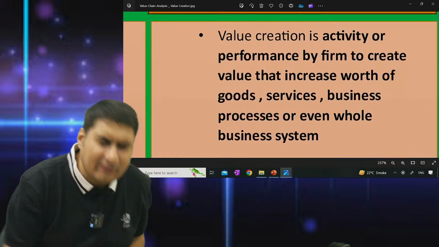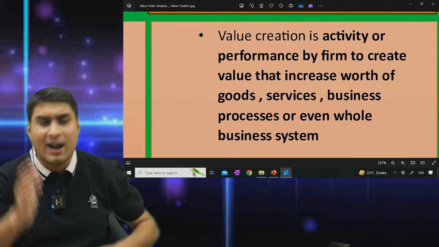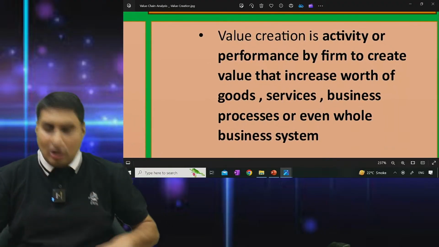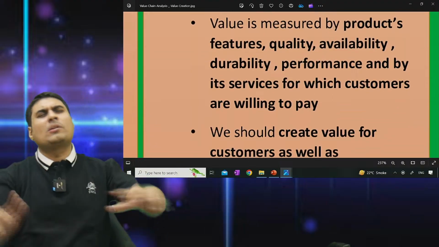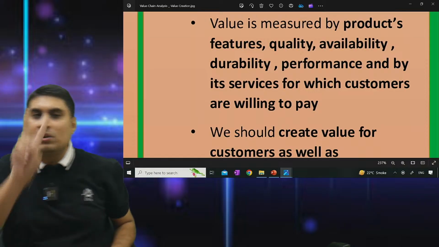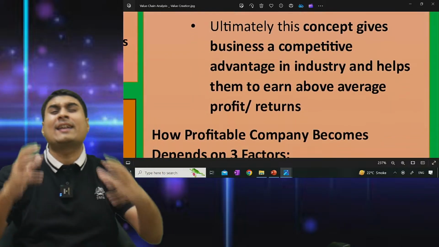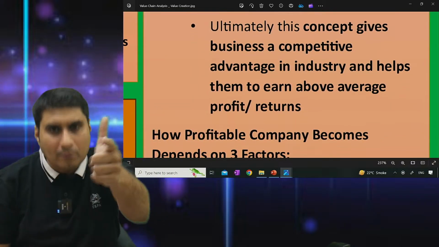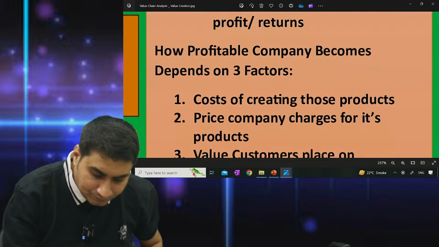Value creation is an activity done by a firm to increase the value of a product, service, business process, or whole business system. Second, value is measured by features, quality, reliability. We have to create value for the customer or stakeholder, both. Ultimately, due to this, I can earn. Tell me, competitive advantage.